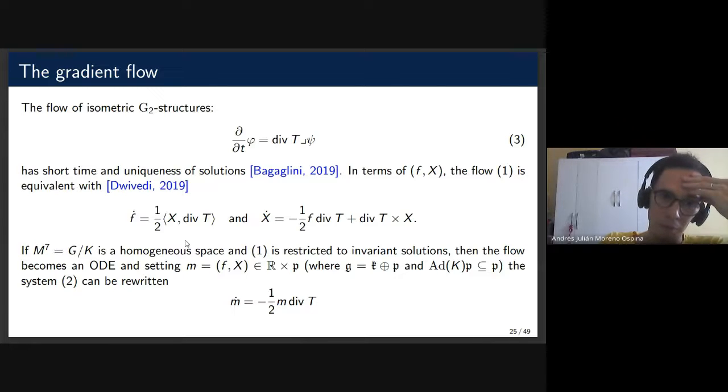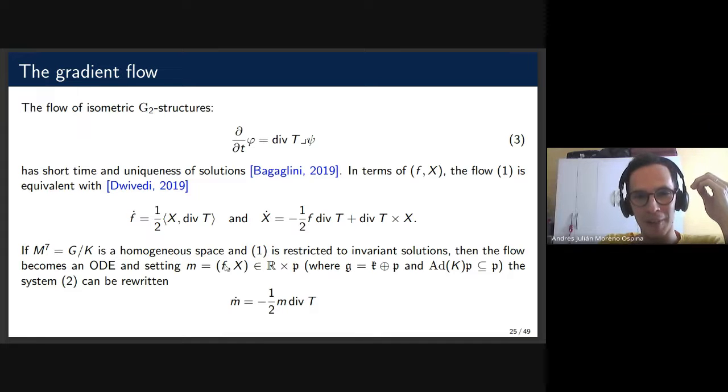And if, for example, you consider the case of homogeneous space, if you restrict the gradient flow to invariant solutions, the PDE becomes an ODE. And if you set the pair f and x, which in the case of homogeneous space is a constant and an invariant vector field, you can rewrite the couple of equations that involve f and x just to one equation in terms of m, and here m times div of t means the octonionic product that I defined in the first slide.